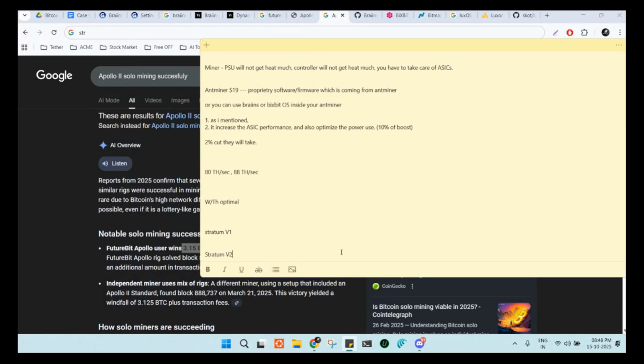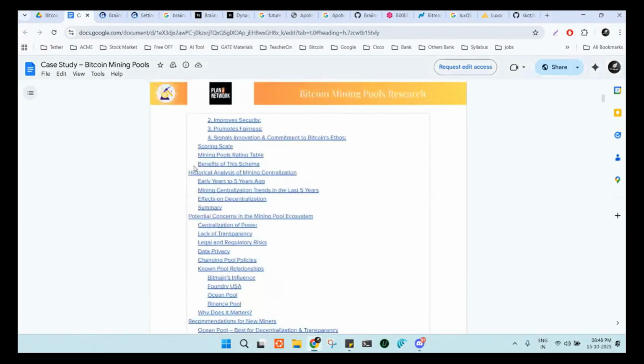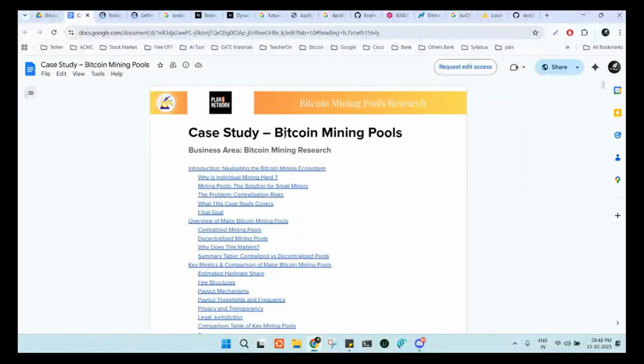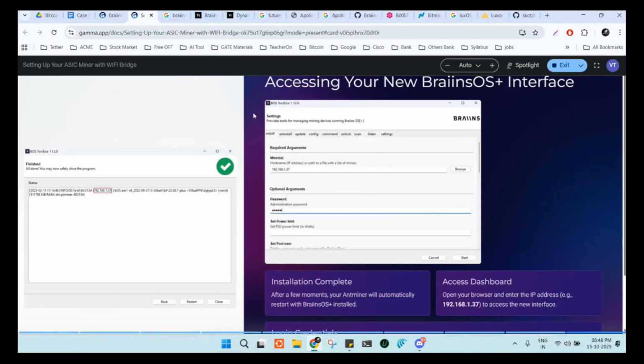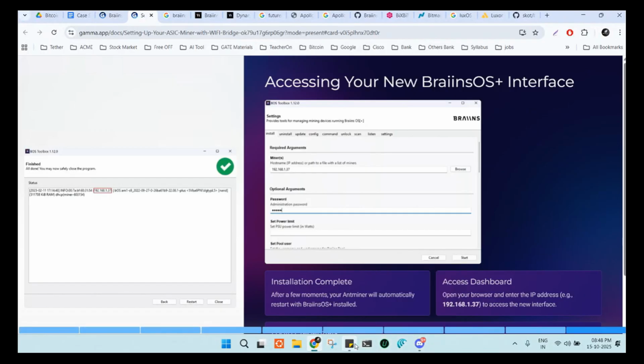Okay. So we will discuss these things in much detail in the next session, where we will discuss this report which I have prepared this year on Bitcoin mining pools and centralization. I did this research, I think, in March, if I'm not wrong. So we will discuss it in the next session, and at that time we will discuss Stratum in detail as well.